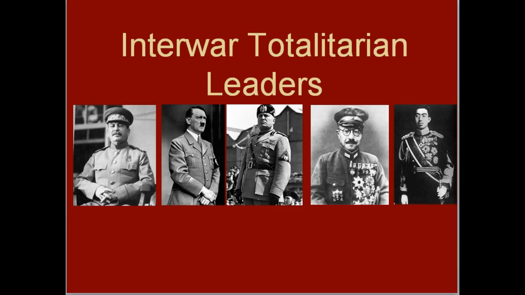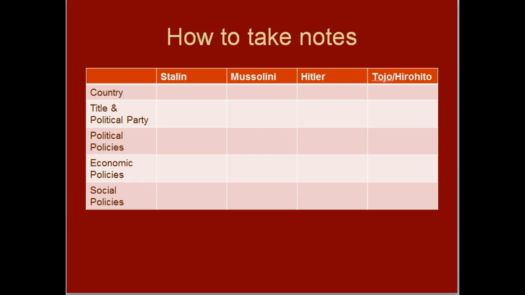So looking at all of our totalitarian leaders, how you would want to take notes for this. Of course, we have Stalin over here, we have Hitler, and then we have Mussolini in the middle, and then the two on the left are Tojo and then Emperor Hirohito of Japan. So I would take notes by making yourself a chart like this, Stalin, Mussolini, Hitler, and then Tojo and Hirohito combined at the top, and then in your rows, country, title, and political party, and then political policies, economic policies, and social policies.